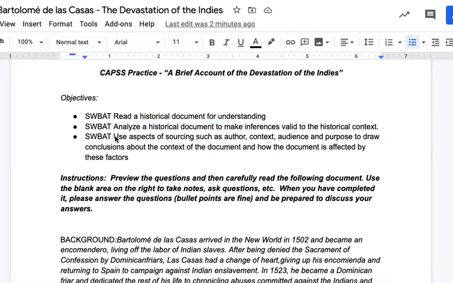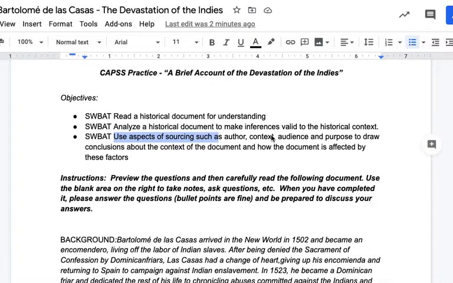The way you do that is by using aspects of sourcing, such as the author who wrote the document, the context, the historical events surrounding it, the audience, and the purpose to draw conclusions about the document and how it's affected by those factors, like based on who the person this is written to and who's writing it. Can I tell what their purpose is?